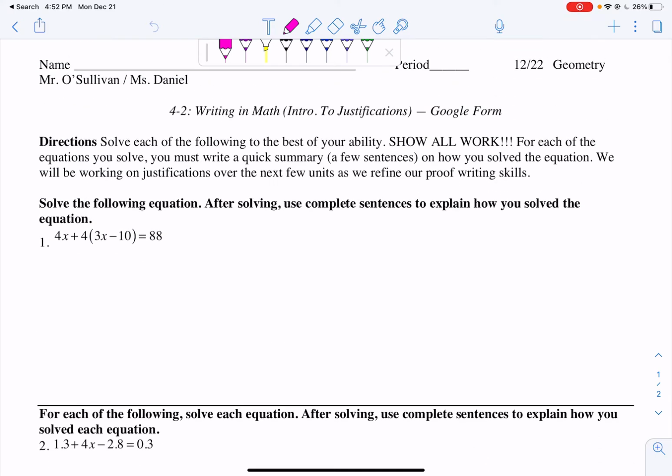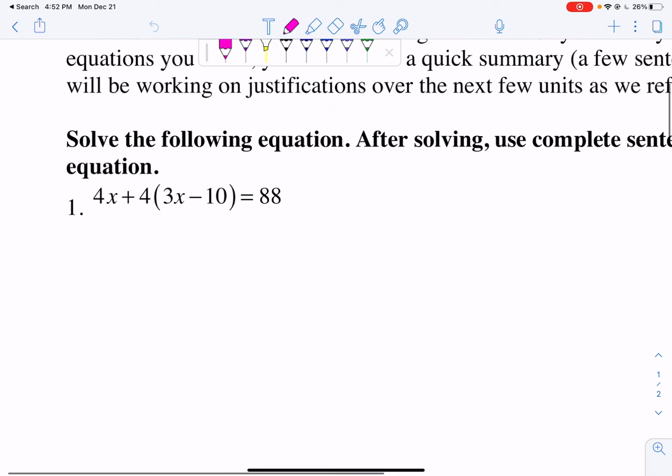So today, let's look at what we're going to be doing. We are learning how to write in math, so we're actually going to be using sentences because this is the beginning of our proof unit. So when we get back from break, we're going to learn about all these postulates and rules that we can use, and then we're going to extend those to triangles when we learn about triangle proofs. Proofs are very, very important because they allow us to display and show why the math works out to be the way that it does. So let's solve this equation and then use complete sentences to explain how we solve the equation.